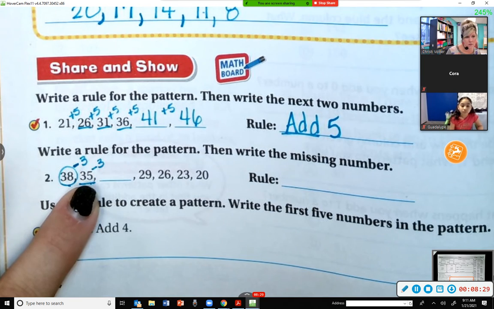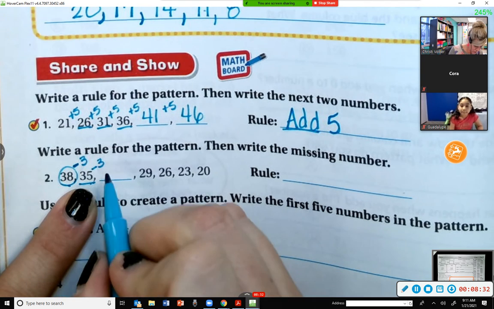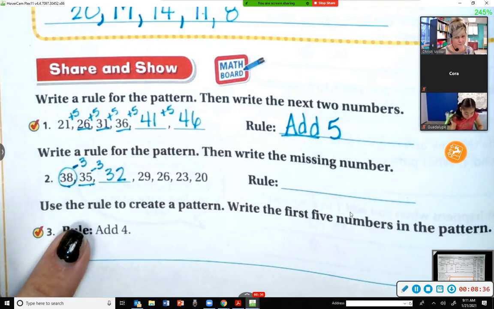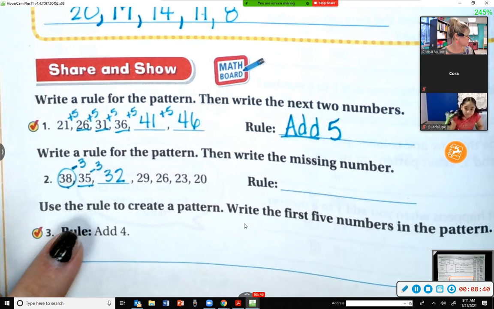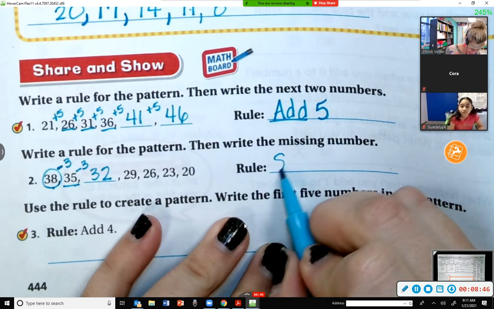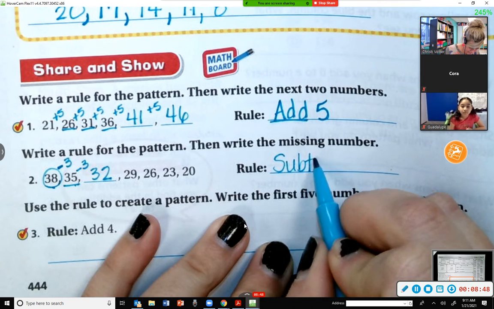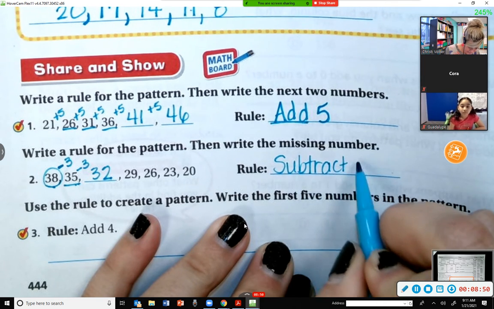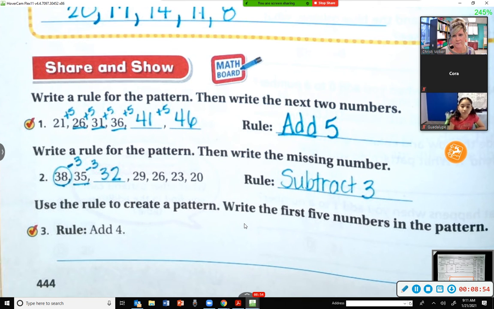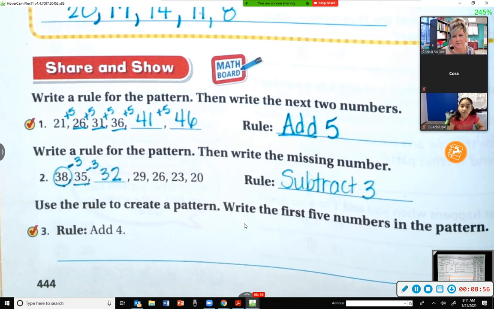33. 32. So what would my rule be? Javea, do you know? Subtract 3. Good. Okay, pretty easy? Yeah.